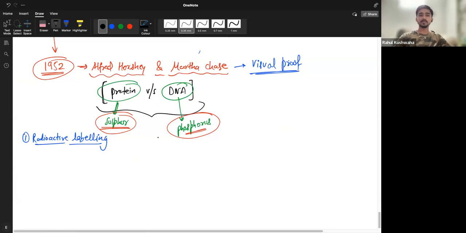So in the last class, I told you that we will talk about radioactive labeling. So anyone went back and studied what is radioactive labeling?